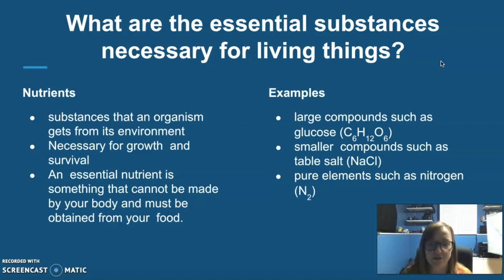They are essential. Nutrients are things that you can't make in your body and you have to get from your food. So examples would be big compounds such as glucose, which we get from our plants with photosynthesis, small compounds such as table salt, and then pure elements such as nitrogen, which we actually just breathe in. So all of those are very important for our survival.